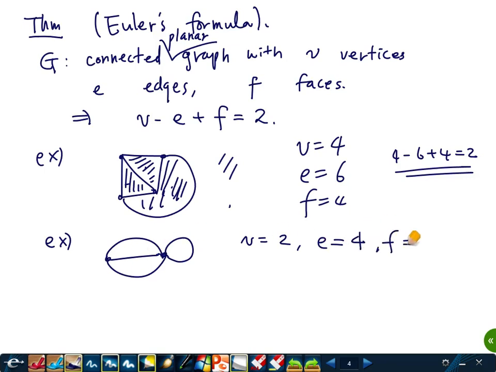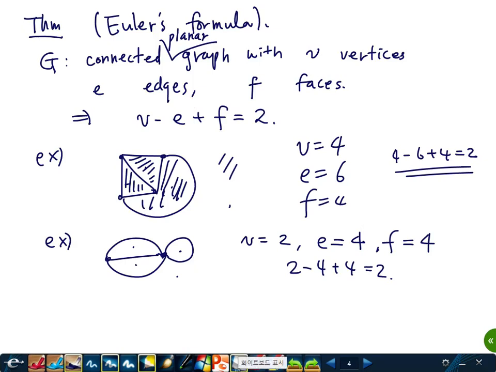What is the number of regions or faces? 1, 2, 3, and 4, right? Again, 2 minus 4 plus 4 equals 2. This is true, and true for every connected planar graph. No matter how you draw, because there are different ways of drawing this planar graph on the plane, as long as there are no crossing edges, V minus E plus F equals 2. That's true. The proof is not that difficult, so let me prove it.